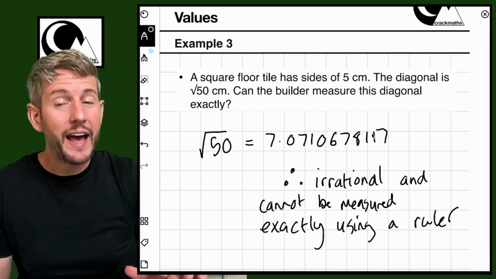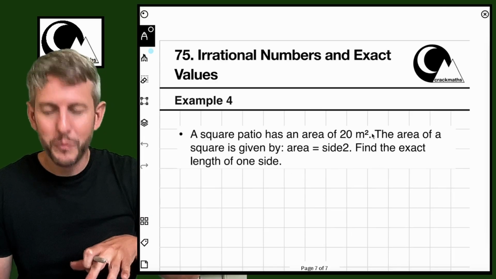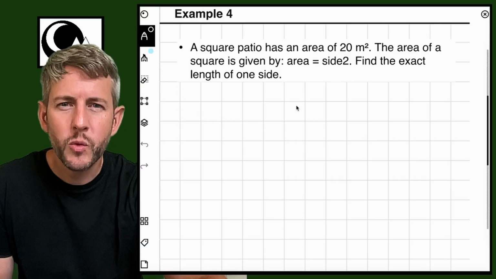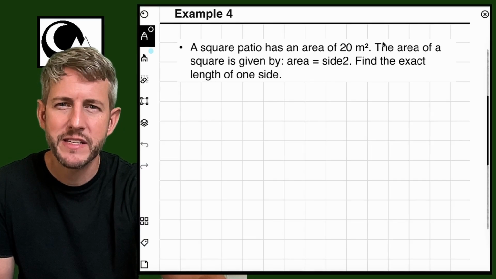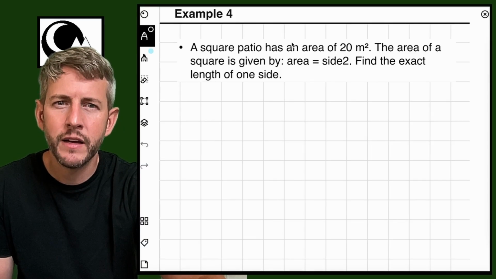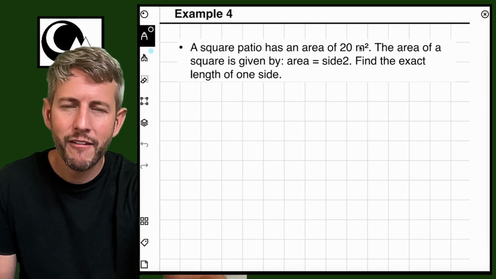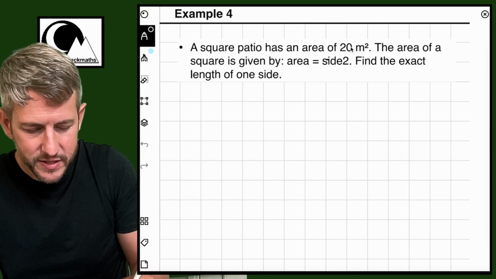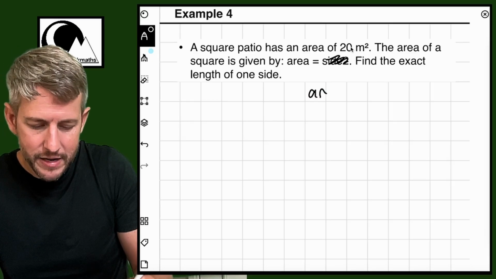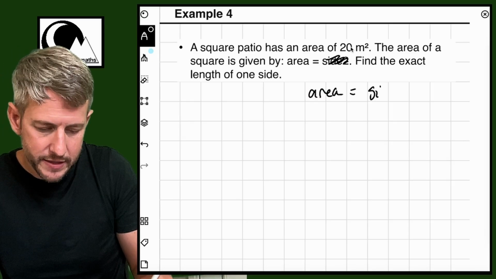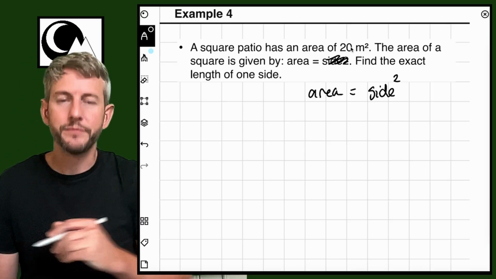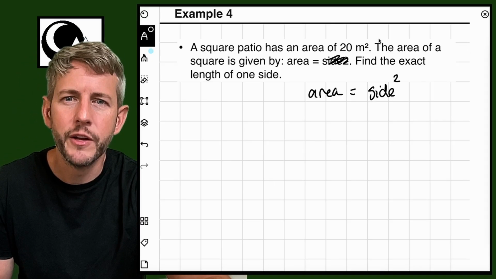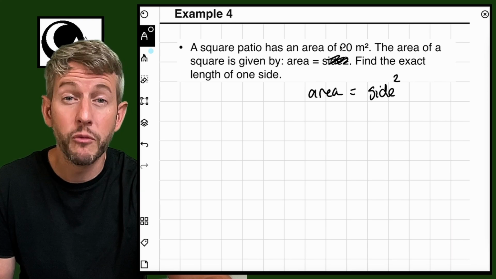Right, let's have a look at example 4, and then we will conclude there. So here we go. Example 4 says, a square patio has an area of 20 meters squared. The area of a square is given by area equals side squared. Oh no, that is meant to say area equals side squared. Okay, find the exact length of one side.